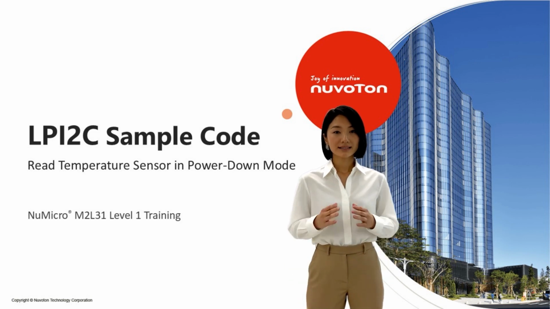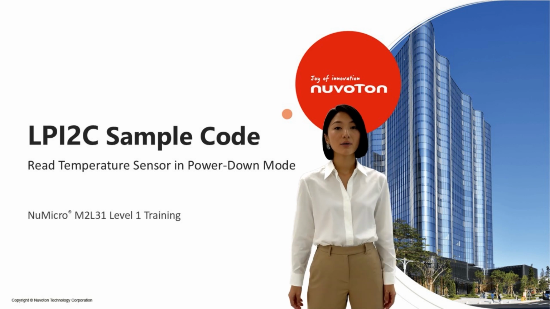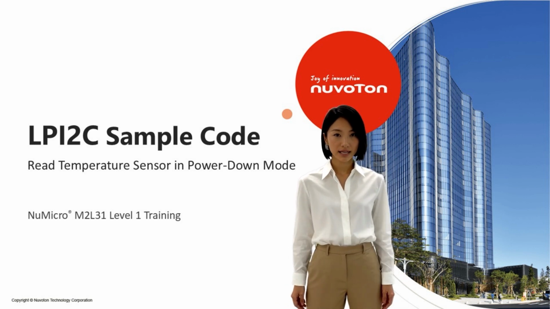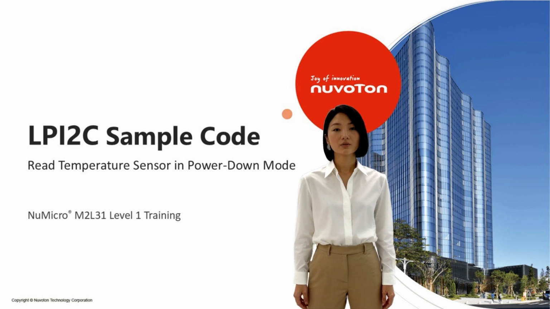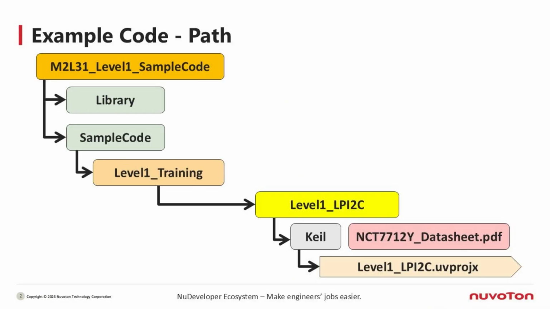Today, we'll go over an example program that reads a temperature sensor via Low Power I2C, showing how to automatically acquire temperature data in low power mode using the auto operation mode. You can download the example program from the link in the video description below. Once you've downloaded it, just extract the files and open the project in the Keil development environment following the provided path.